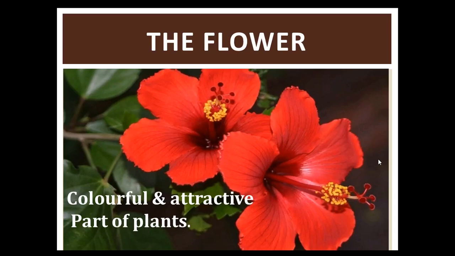Now let us move to the next part of the shoot system, that is the flower. Flower is the colorful and attractive part of the plant. Different flowers have different color, different shape, different smell. So now let us study about the parts of flower.